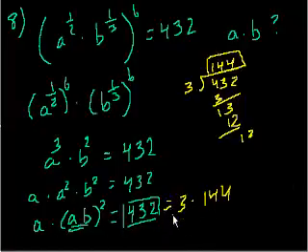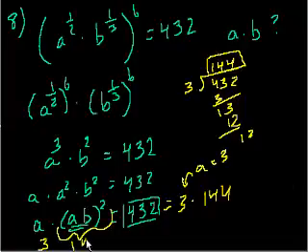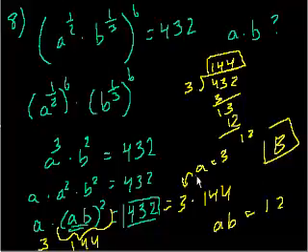How do I know ab could be 12? Well, if we set a equal to 3, then this whole term (ab) squared is going to be equal to 144. And if this whole term is 144, then we know that ab is equal to 12. And that's choice B.